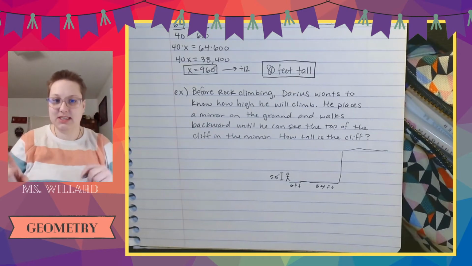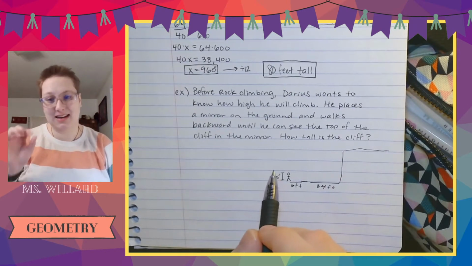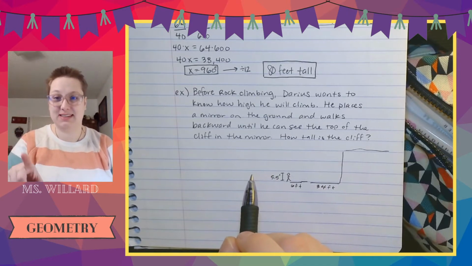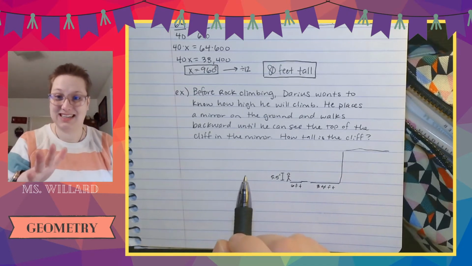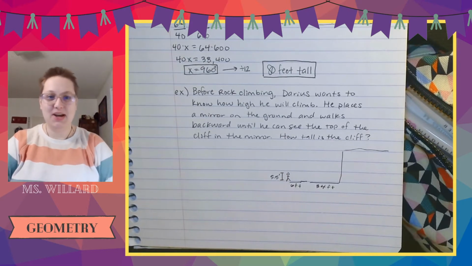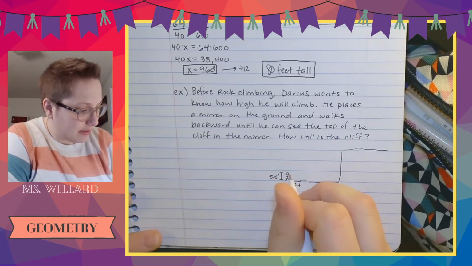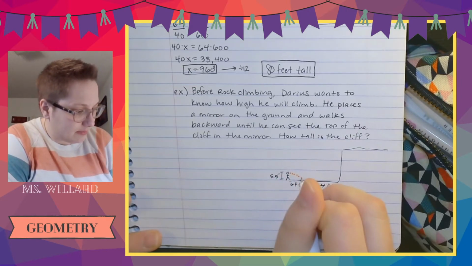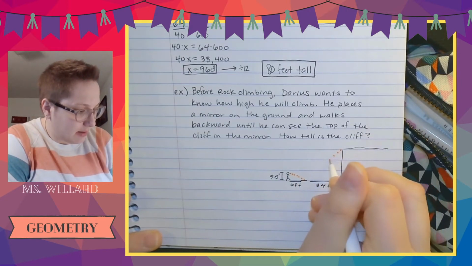Okay, so here's Darius. He's 5.5 feet. That's not 5 foot 5 inches. That's 5 foot 6 inches because half of 12 inches is 6 inches. Follow me for more real world tips. Okay, and so basically what's happening is he's looking down into the mirror and the mirror is reflecting back to the cliff.